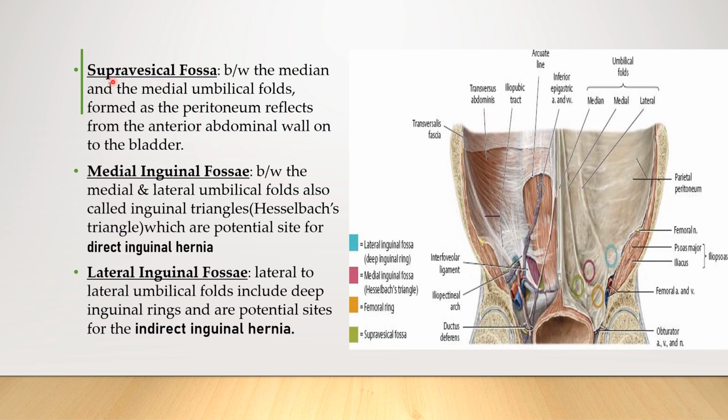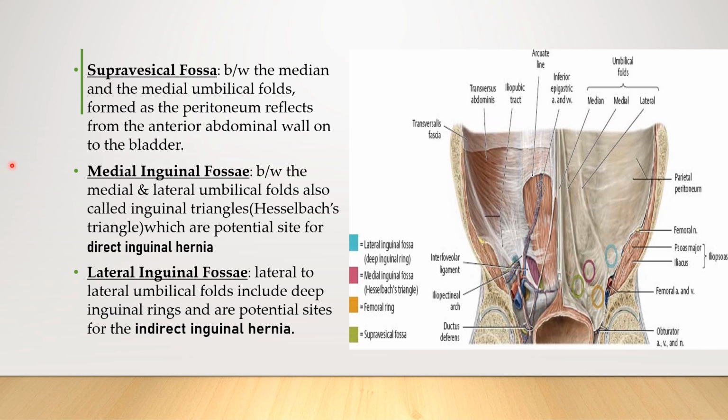The number 1 is the supravesical fossa, which is present between the median and the medial umbilical fold. So you see, students, this is the median umbilical fold and this is the medial umbilical fold, and this green ring over here you are seeing is the supravesical fossa.